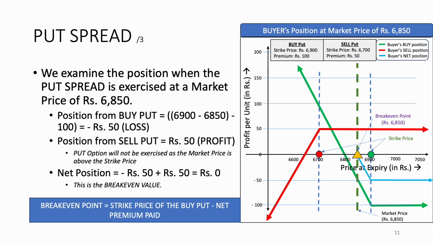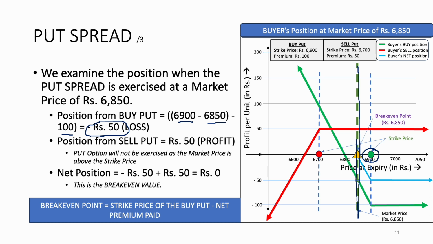Now let us study the case when the market price of the underlier is at 68.50. That is here. At 68.50, the market price of the underlier is lower than the strike price of the buy put. The buy put was struck here, which is greater than the current market price. So the buy put will be exercised. When the buy put is exercised, our investor gets the strike price of 6,900 minus market price of 68.50 minus the premium of 100 rupees he has paid. So in total, he loses 50 rupees. So this is his loss.